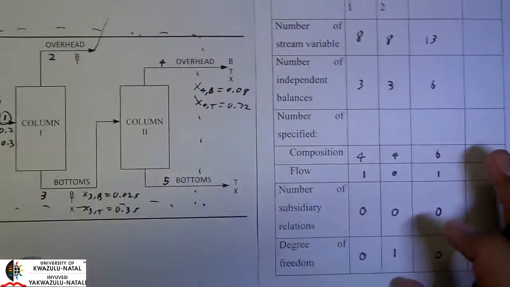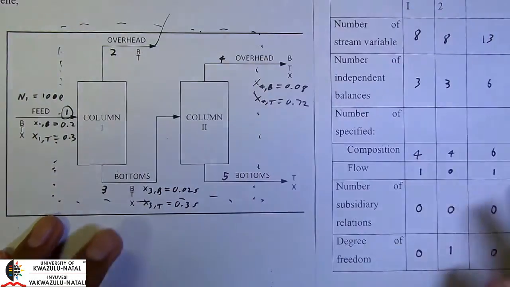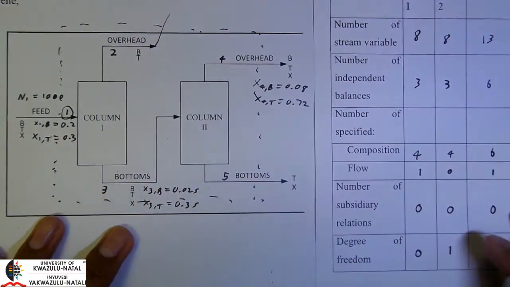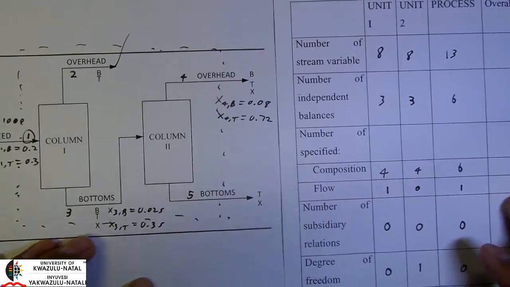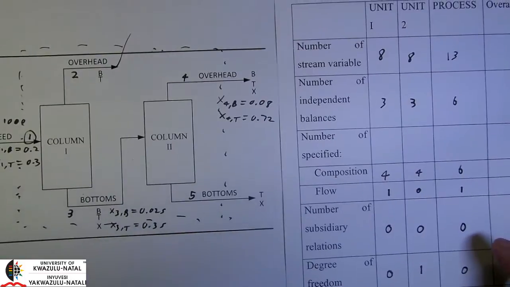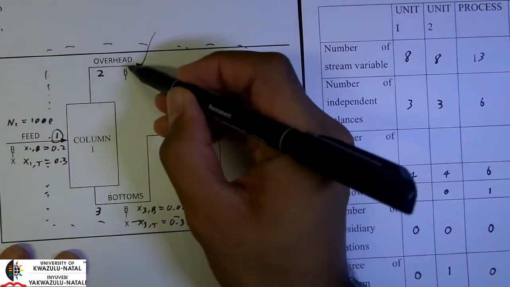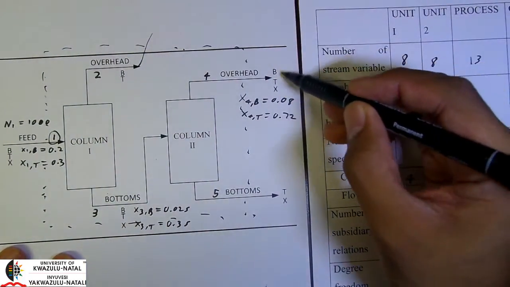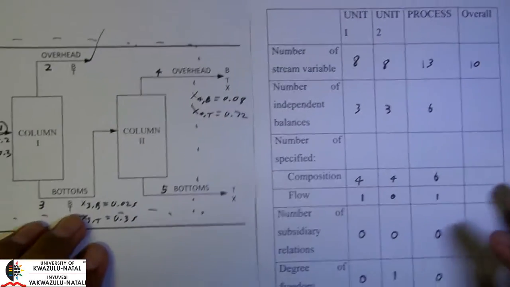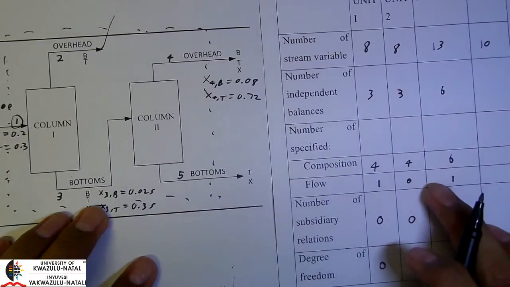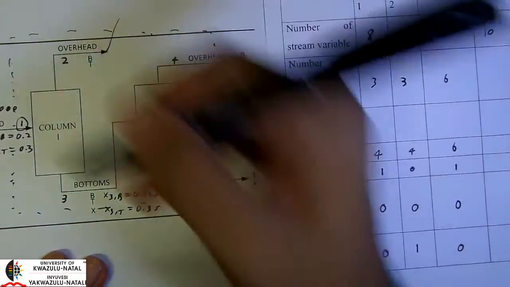Now let's look at a balance over the overall process. If we draw an entire box over this, then we can look at which streams cross that box. We can do a balance as such. So let's look at the number of stream variables, independent variables. We can count 1, 2, 3, 4, 5, 6, 7, 8, 9, 10. Remember that we are neglecting stream 3 because for the overall balance, stream 3 is of course an internal stream. It doesn't cross the overall box.